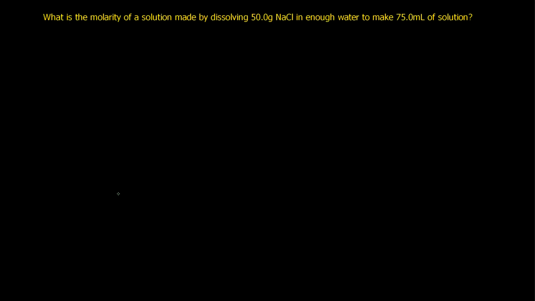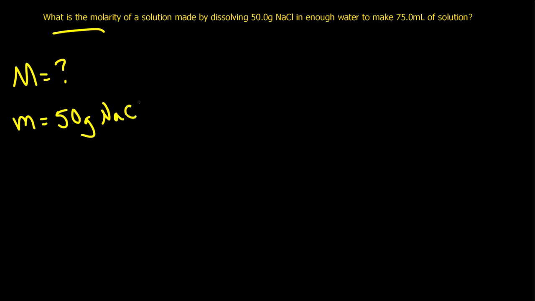So with that said, let's just jump straight into these problems and see what we can figure out. The first thing you want to do is pick out any given information, and from there you can plug into your formula. So our first problem says, what is the molarity of a solution made by dissolving 50 grams of sodium chloride in enough water to make 75 milliliters of solution? So I'm looking for how molar or how concentrated this solution is. I have a mass, and that is 50 grams of sodium chloride.